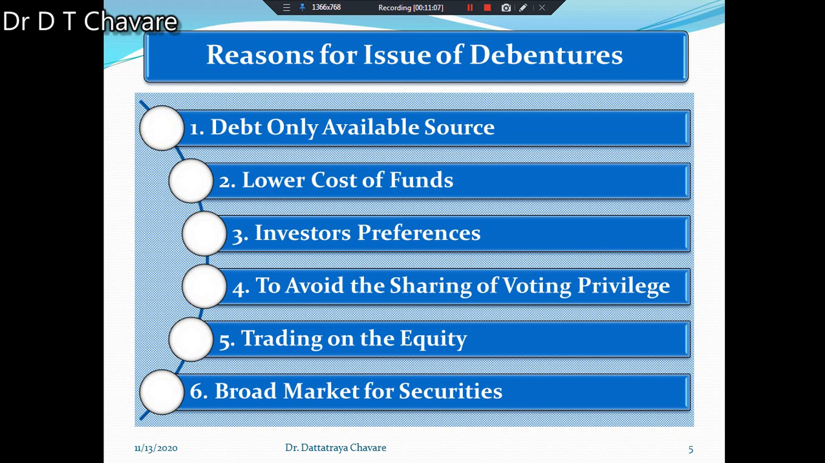Then the next reason for the issue of debentures is to avoid sharing of voting privilege. In order to maintain control and still obtain outside funds, a company may borrow through debentures rather than selling shares and voting rights. That is also another reason, to avoid the sharing of voting privilege.